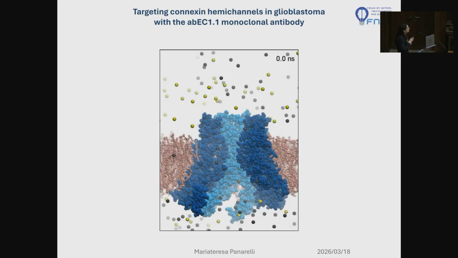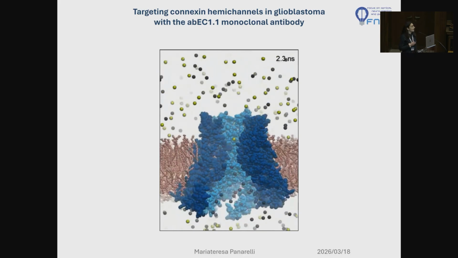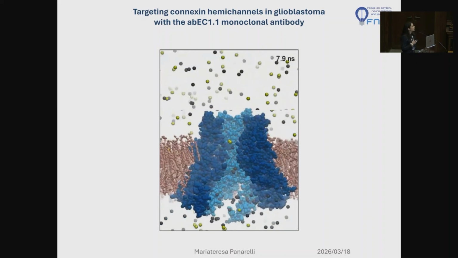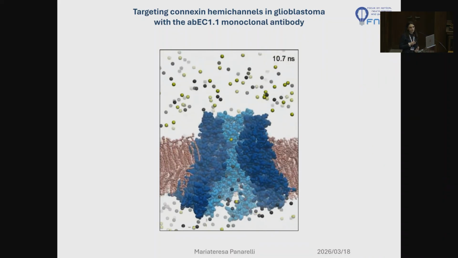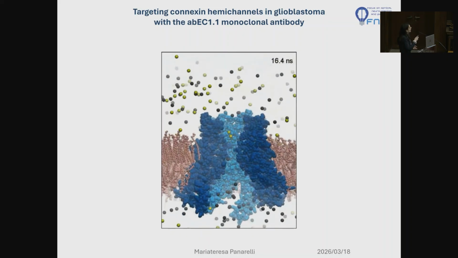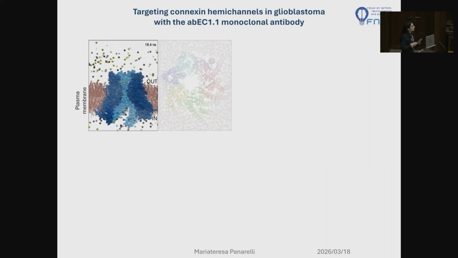So first of all, what are connexin hemichannels? They are undocked channels, which can be found, for example, at the plasma membrane, and they allow the exchange of ions and small molecules between the cytoplasm and the extracellular medium. Since they are involved in intercellular communication, they are thought to play a role in the invasiveness of glioblastoma tumors.